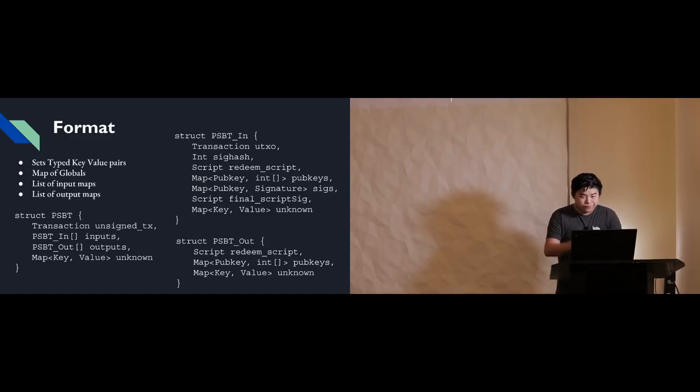And for our outputs, we have the redeem script necessary to spend the output, and public keys necessary to spend the output. The reason we include the outputs is so that we can verify that where we are sending the coins is what we actually intend. So we can check if, say, we're sending to a multisig, that we're actually sending to a multisig with the people we thought the multisig is part of. It's also useful for identifying our own change.